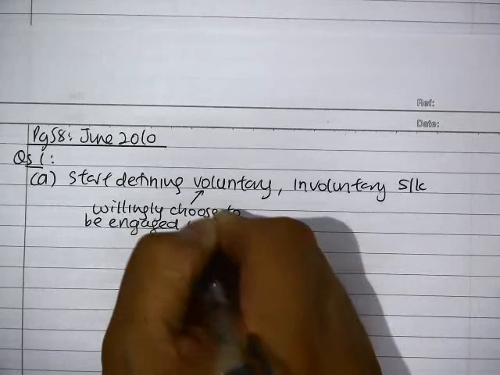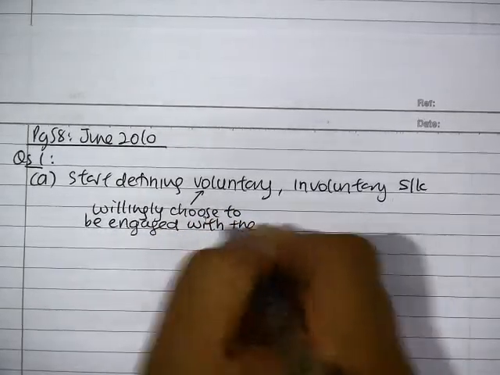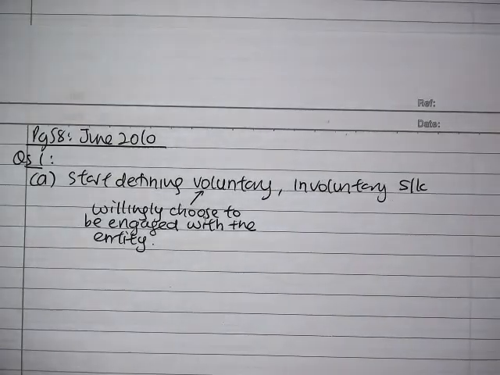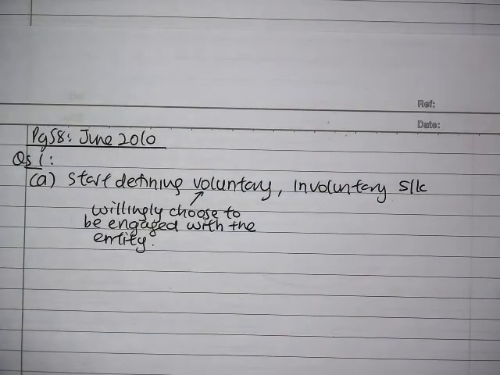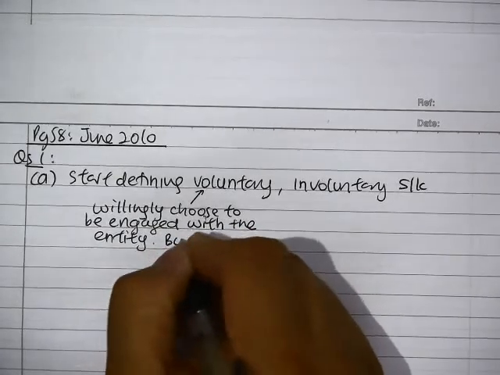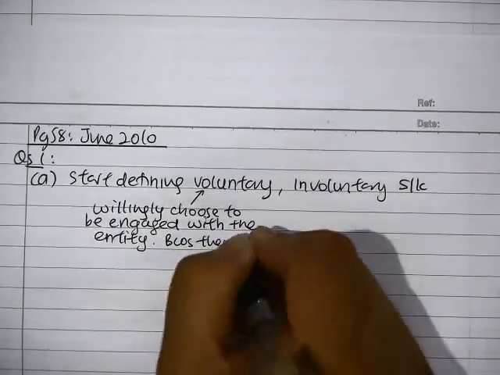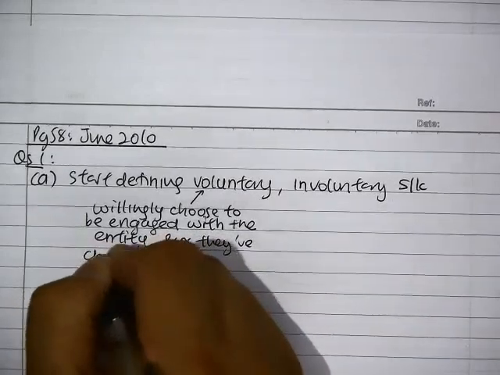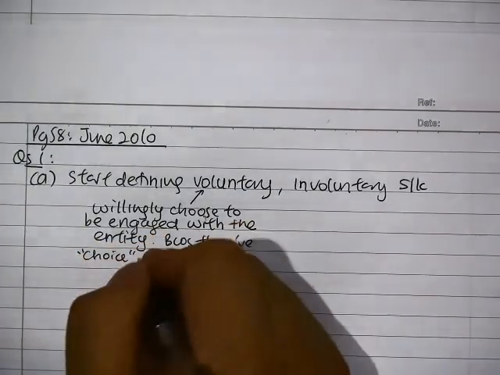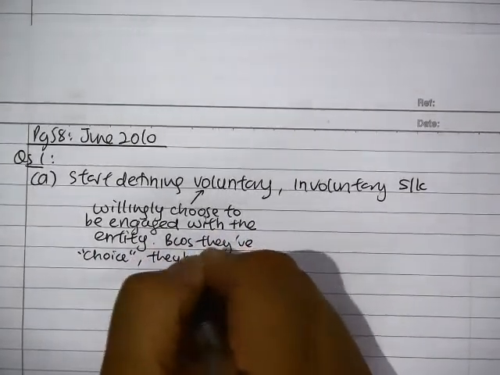Now, when we do part A, I think by now this should be quite an easy point to us. You just have to start by defining what is voluntary and involuntary stakeholder.